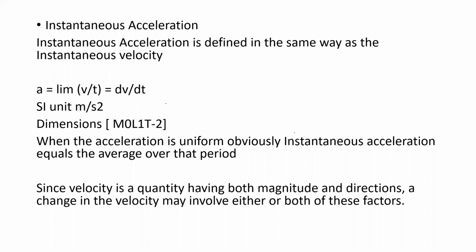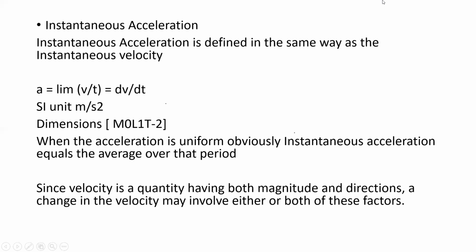So instantaneous acceleration. Instantaneous acceleration is defined in the same way as that of what? Instantaneous velocity. So how do we define instantaneous velocity? At that instant of time, what is the velocity of the body is taken as instantaneous velocity. Similarly, instantaneous acceleration is, in that interval of time, what is the acceleration of the body, that is called as instantaneous acceleration. So this instantaneous acceleration is given by limit of v divided by t.